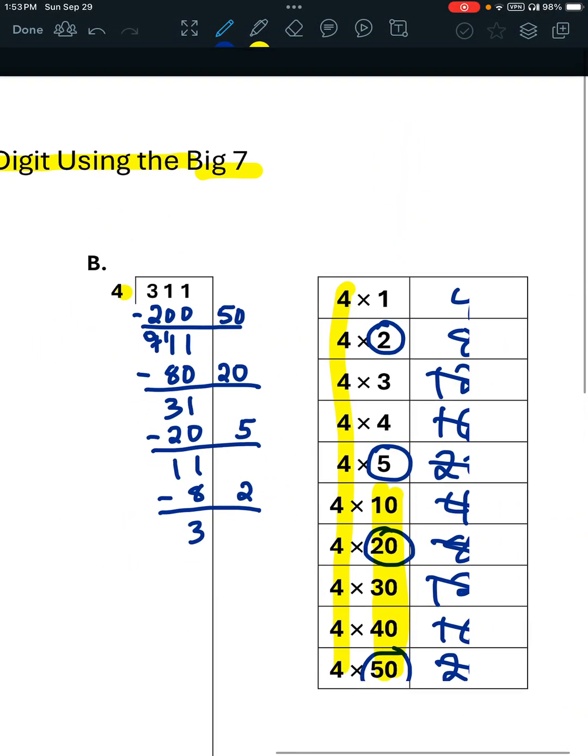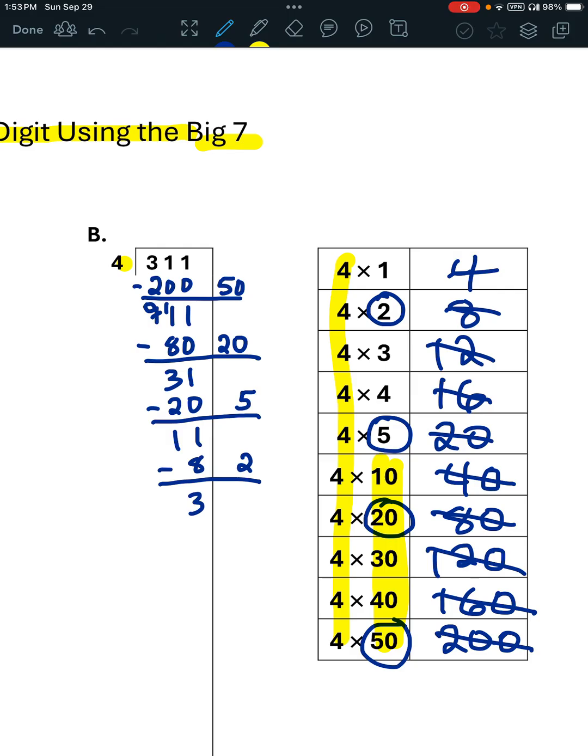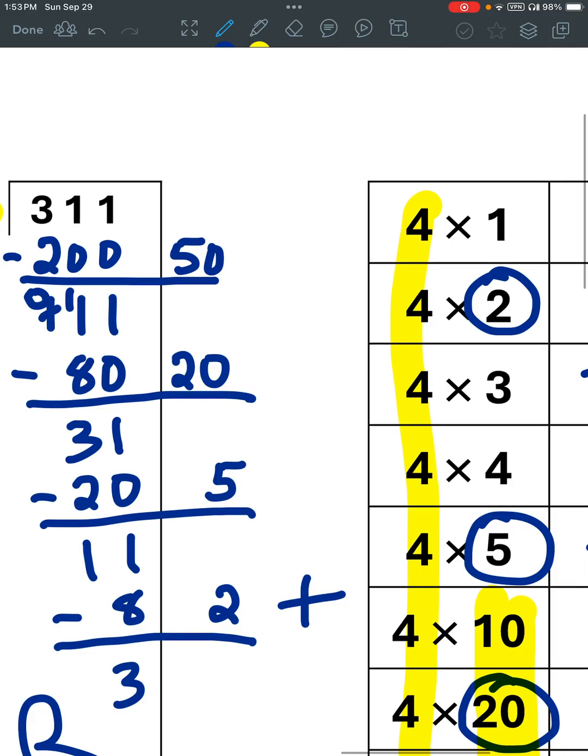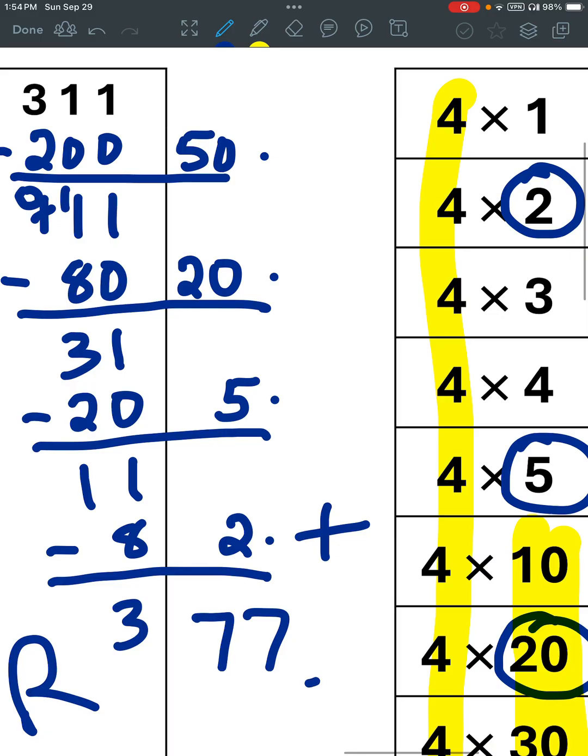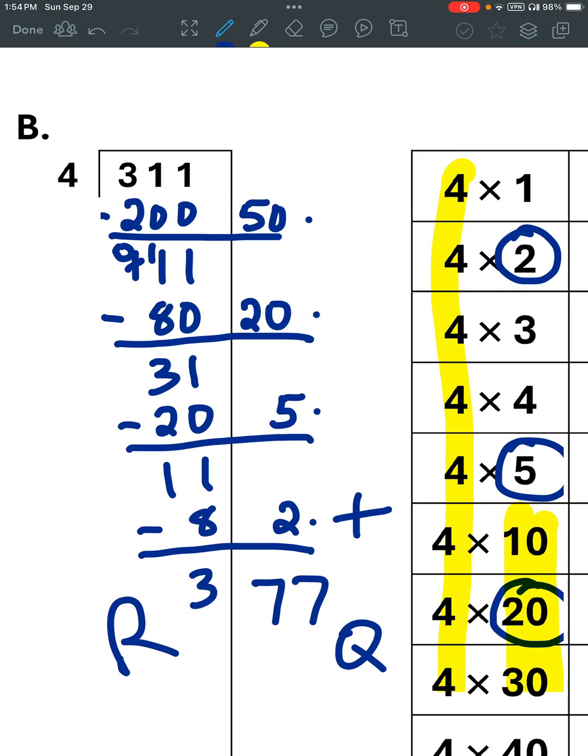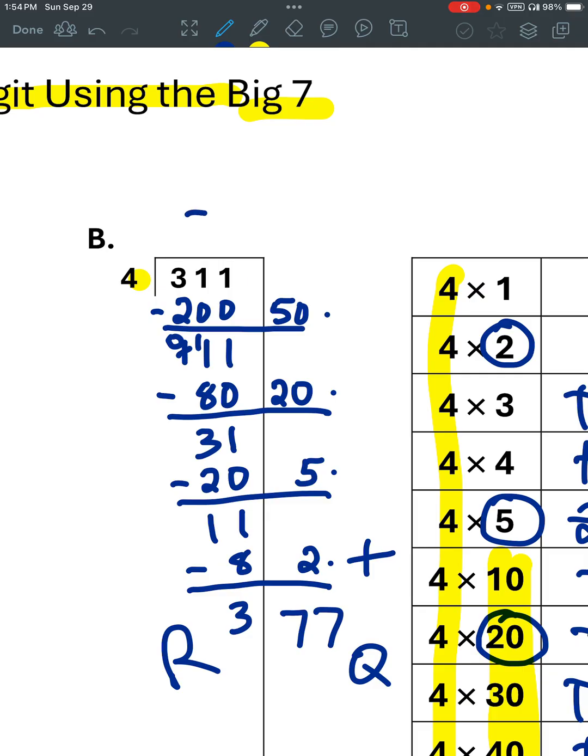I go back to my table. I know that the 8 and the 4 are too big. So I know this is my remainder, 3. I'm ready to add my quotient, my factors. 50 plus 20, 70. 70 plus 5, 75. 75 plus 2, 77 is my quotient. Quotient is the answer to a division problem, so 77 goes on top.